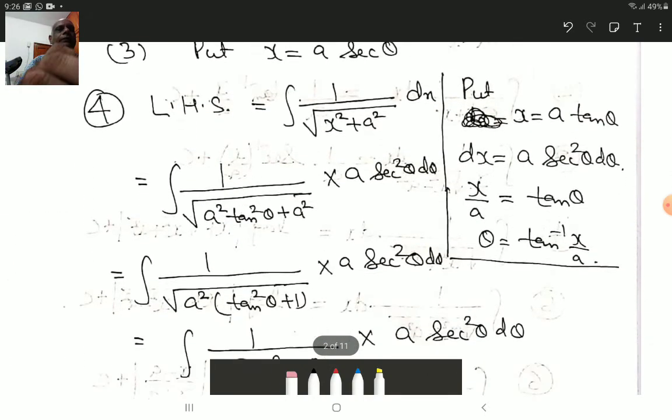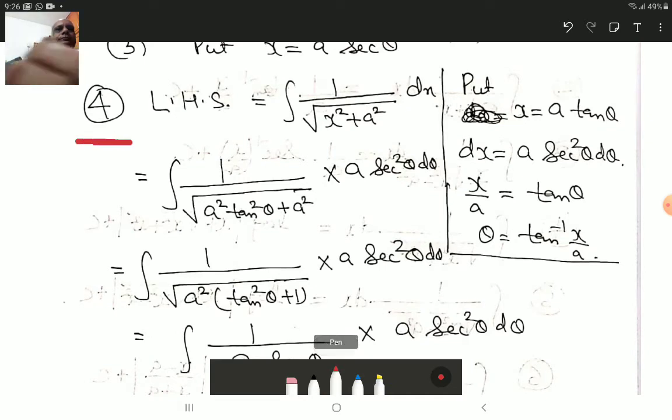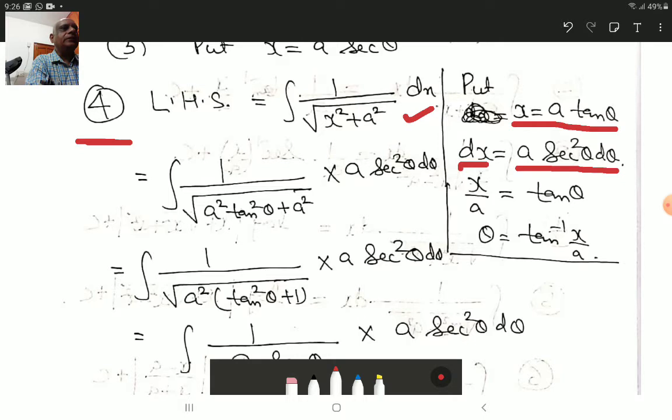Here I have even proved formula number 4 also. See, left hand side is 1 upon square root of x square plus a square dx. So put x is equal to a tan theta. So dx becomes a sec square theta d theta. Also it will mean x by a is equal to tan theta, so theta is equal to tan inverse x by a. If needed, we will substitute it.